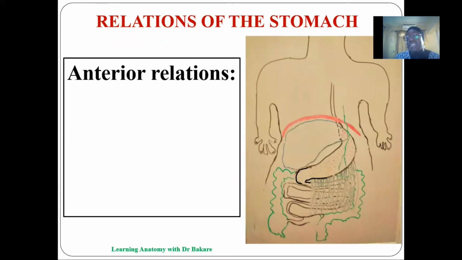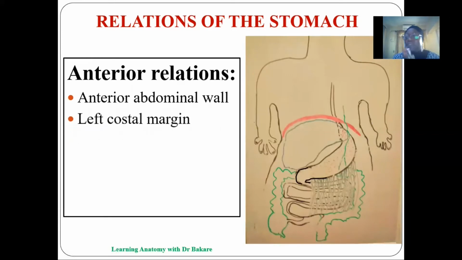For the anterior relations, our organs are located in the anterior region of the stomach, and this includes the anterior abdominal wall, which is on the outside. Then we have the left costal margin, because we say the stomach is located in the left upper quadrant. So it's the left costal margin that is related to the stomach. Then we have the diaphragm.